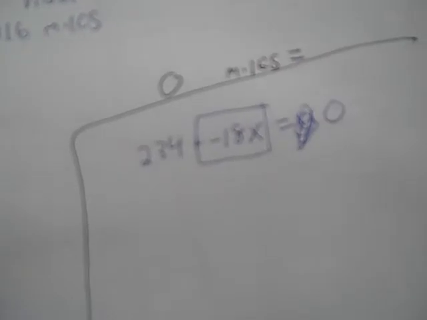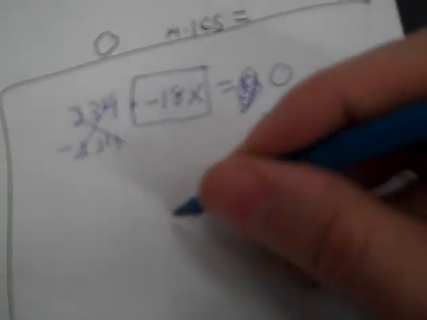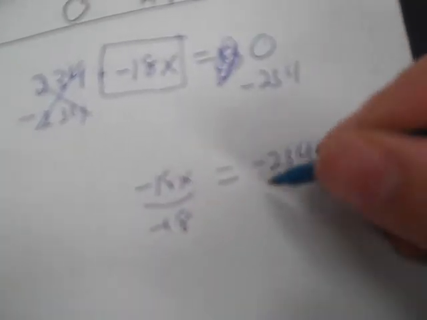Okay, so then when I'm solving for x, I need to box that up. I need to get rid of 234. Negative 18x, and then negative 234. And that is 13. So it took 13 hours from the time they spotted the hurricane till the time it's going to hit the coast.